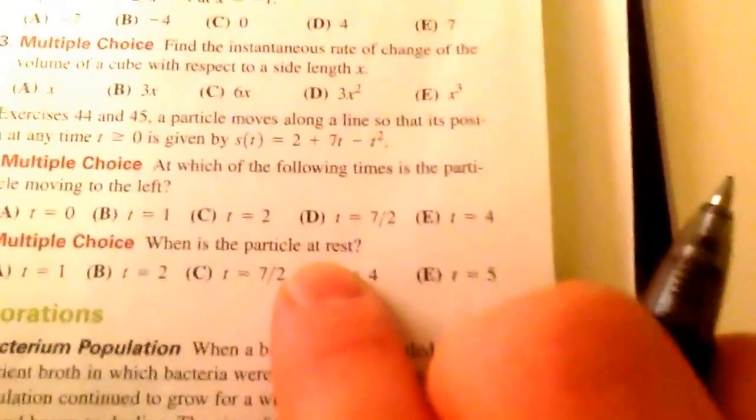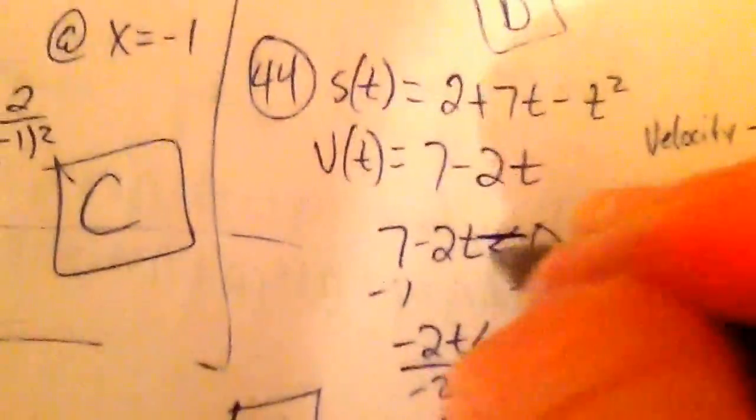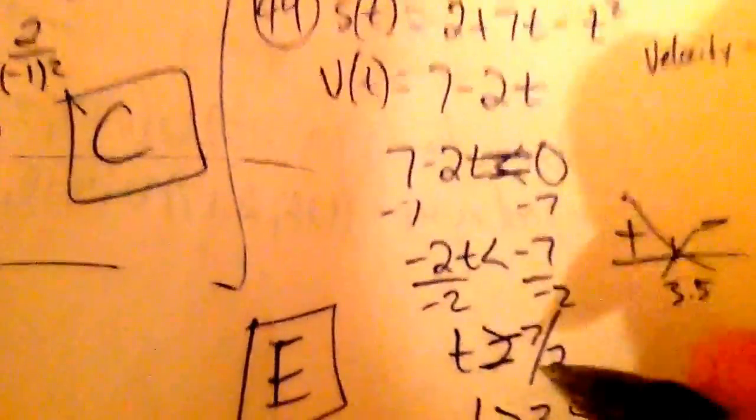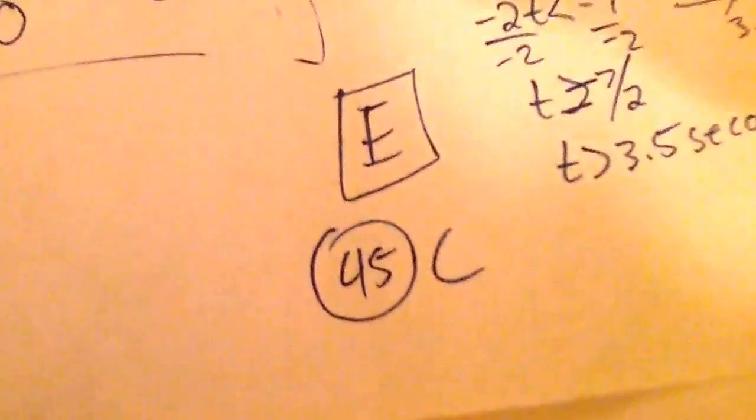When is the particle at rest? Well, we just figured that out. If you just change that into an equal sign, you get t equals 7/2, right? That's when velocity does equal 0. So that's how you get C for 45. Okay, that was very long, but hopefully that made sense.